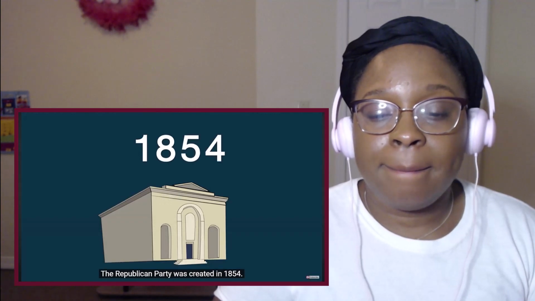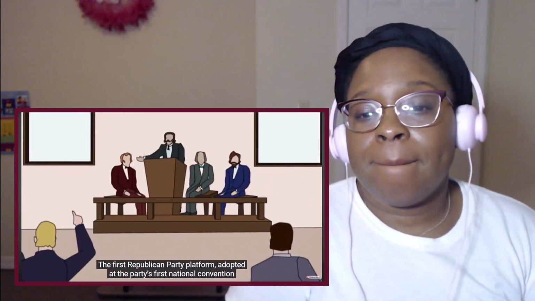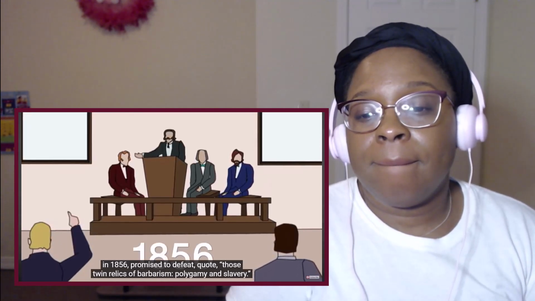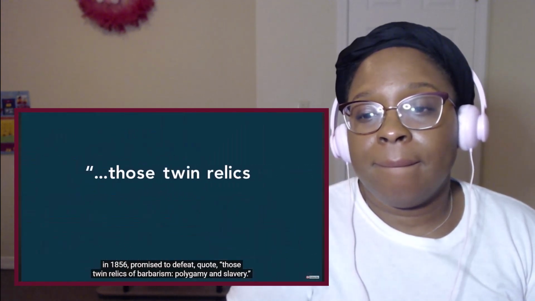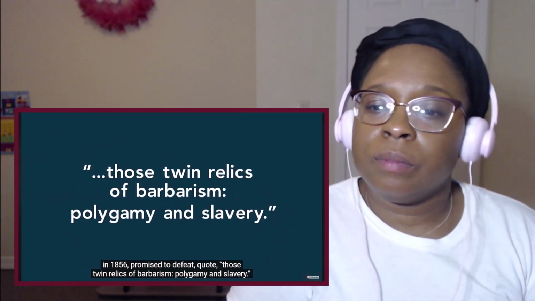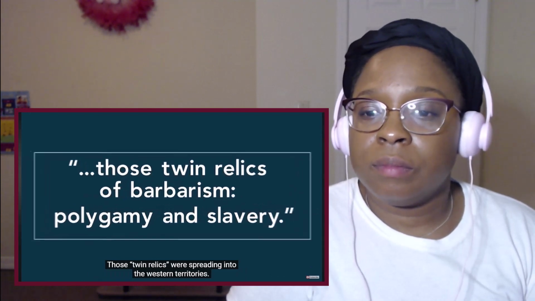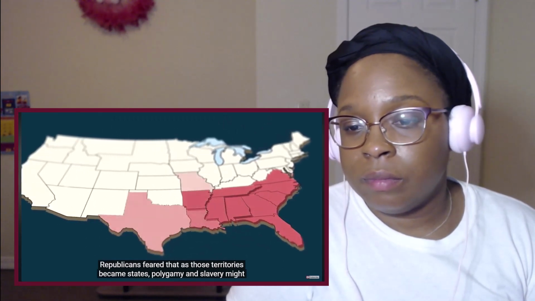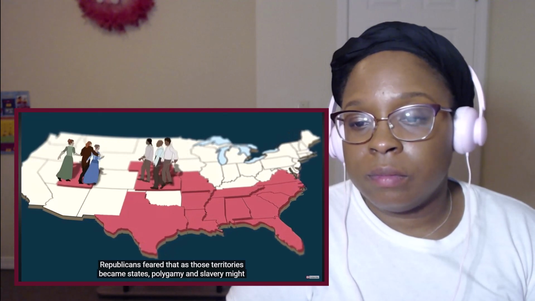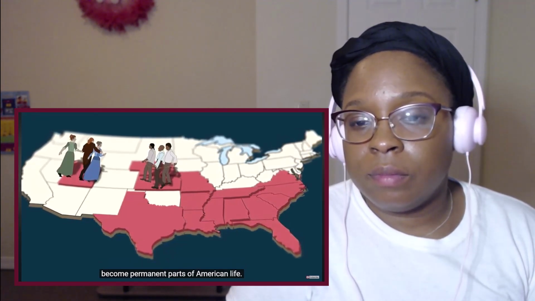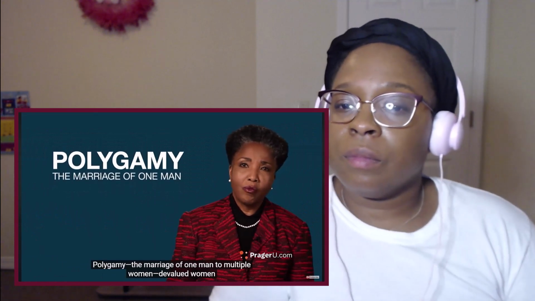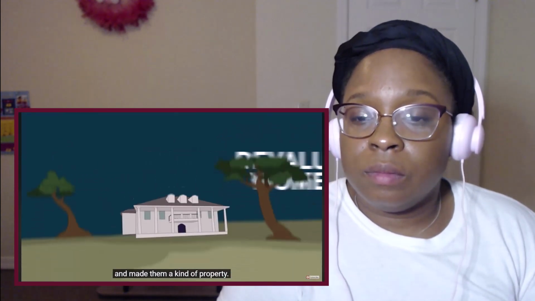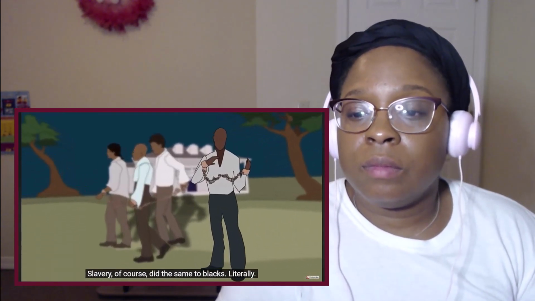Created in 1854. The first Republican Party platform, adopted at the party's first national convention in 1856, promised to defeat, quote, those twin relics of barbarism, polygamy and slavery. Those twin relics were spreading into the Western territories. Republicans feared that as those territories became states, polygamy and slavery might become permanent parts of American life. Polygamy, the marriage of one man to multiple women, devalued women and made them a kind of property. Slavery, of course, did the same to blacks, literally.